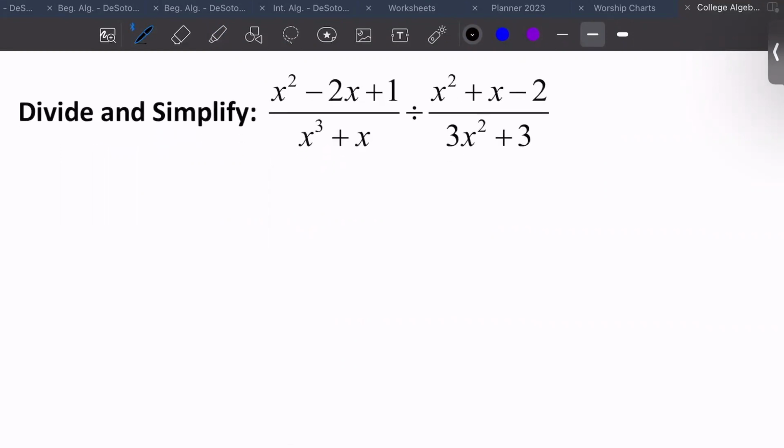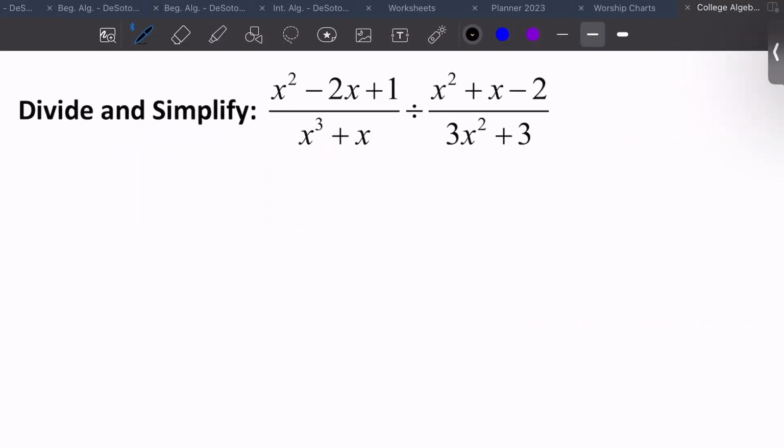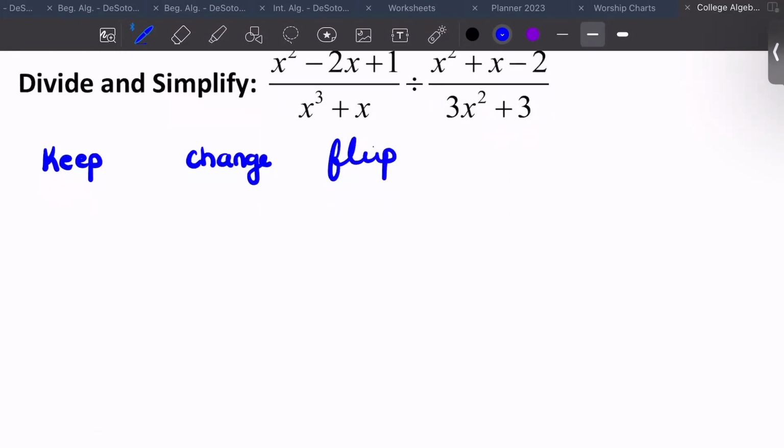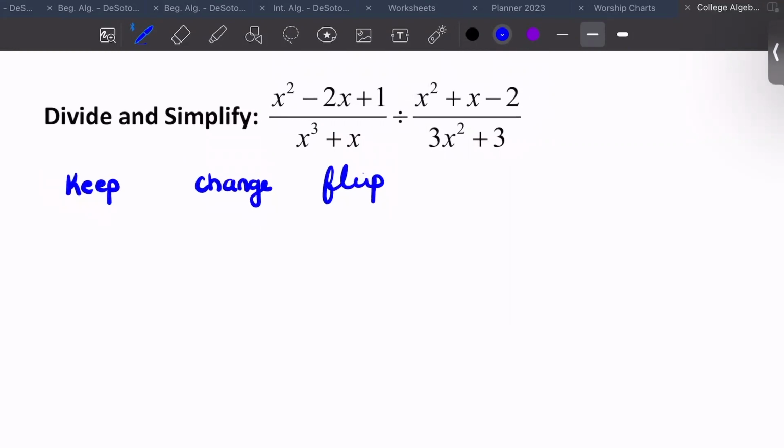But there's one little thing that we need to do whenever we divide, okay? And it's probably going to sound similar, okay? We are going to need to keep, change, flip, okay? You've probably heard of that, right? And what do I mean? What are we keeping, changing, and flipping?